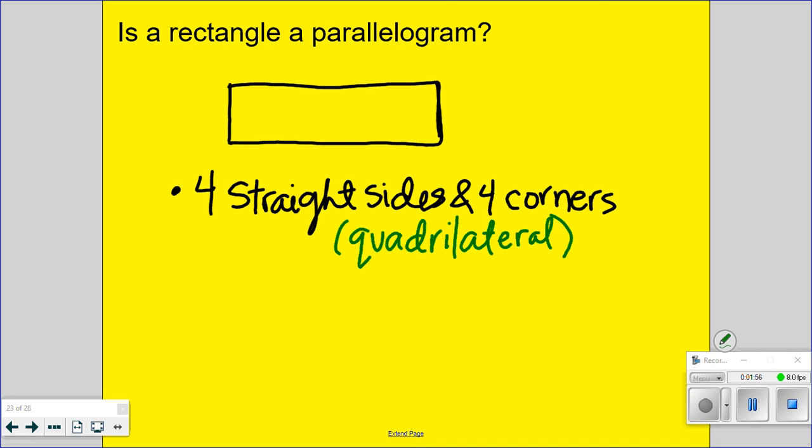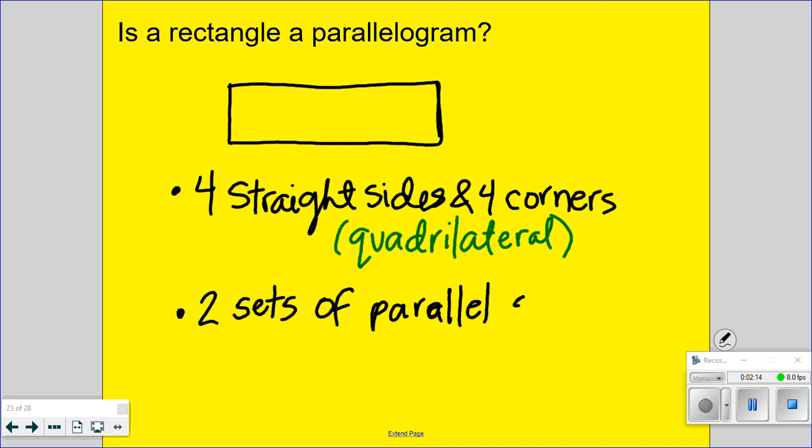Gwen, what do you know about a rectangle? It has 2 parallel sides. It has 2 pairs, or 2 sets. Very good. We have 2 sets of parallel sides. Those parallel sets, we remember, are top and bottom, and then both of our sides are parallel.